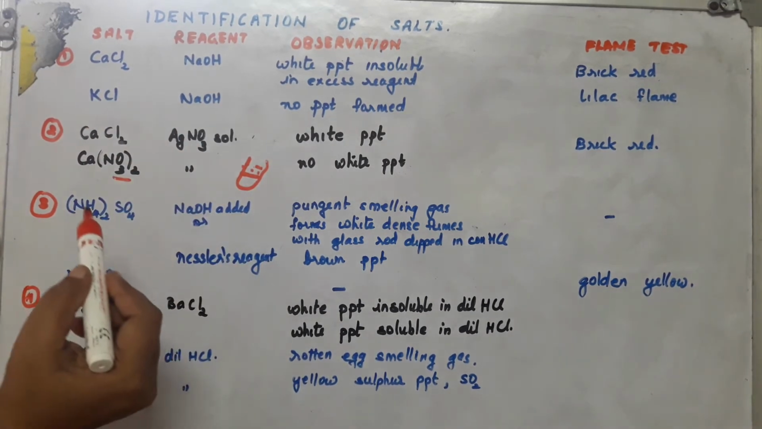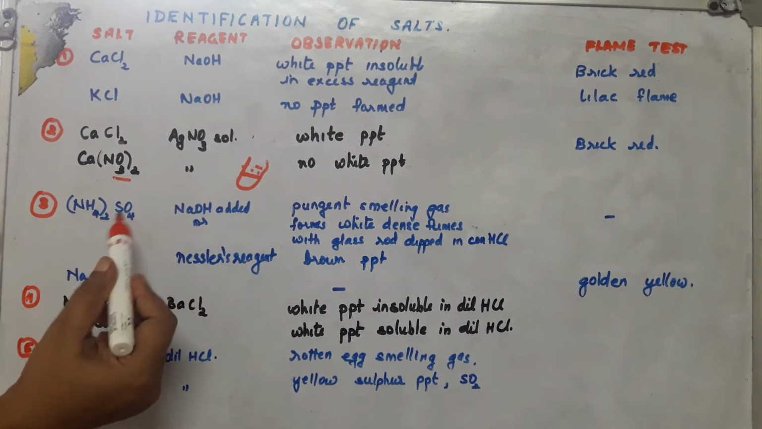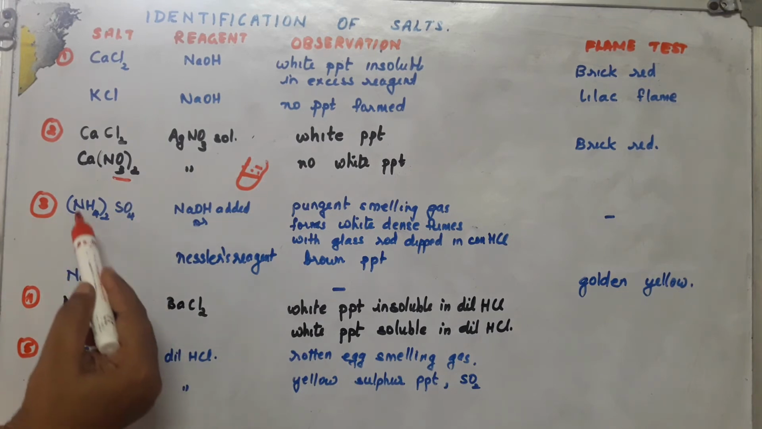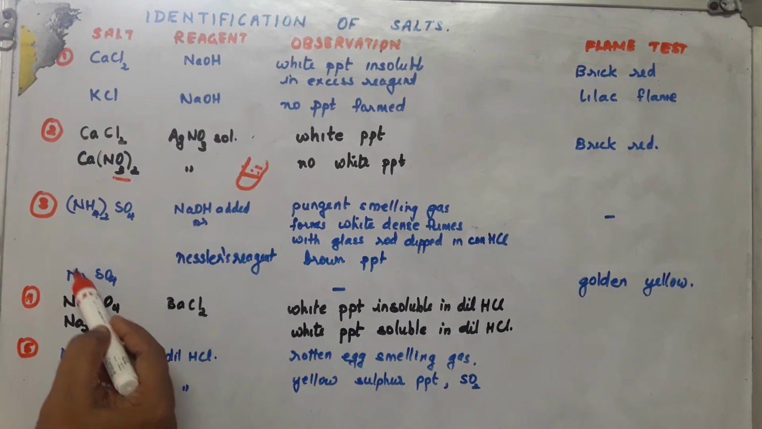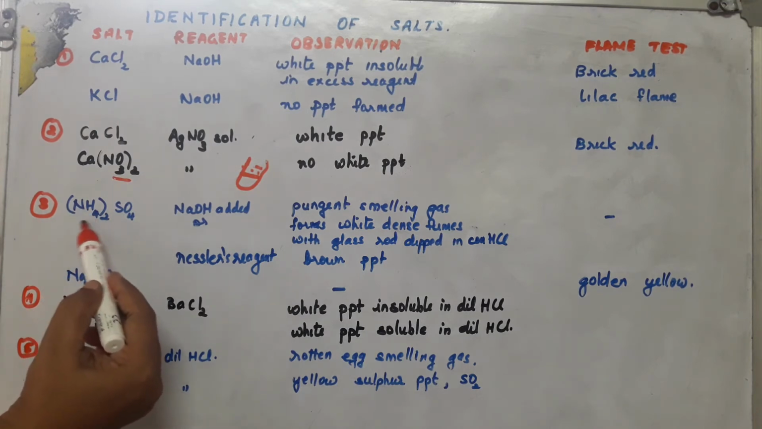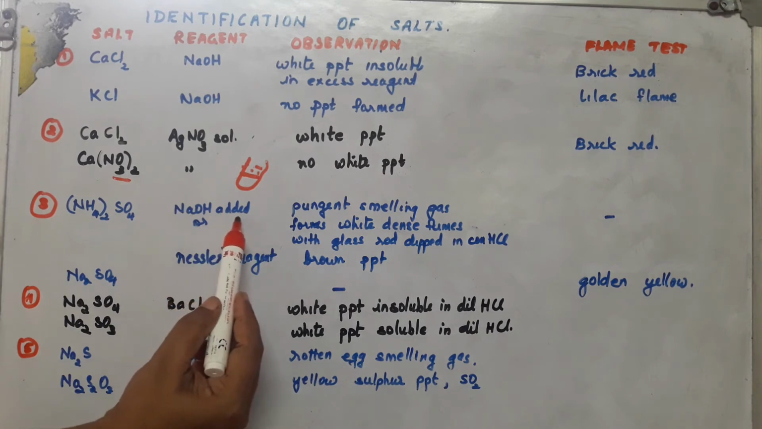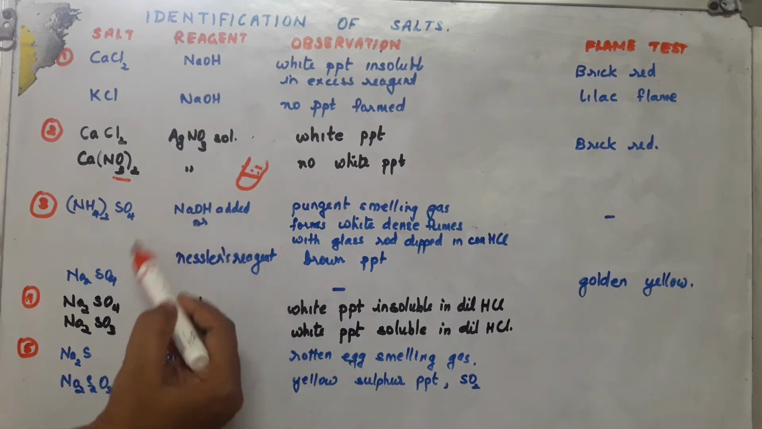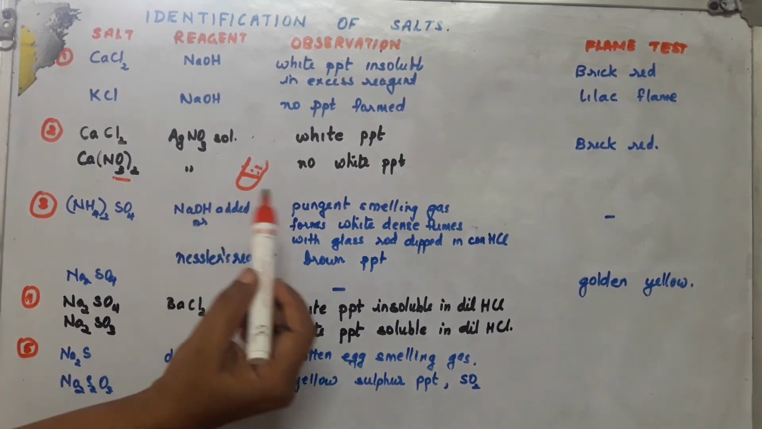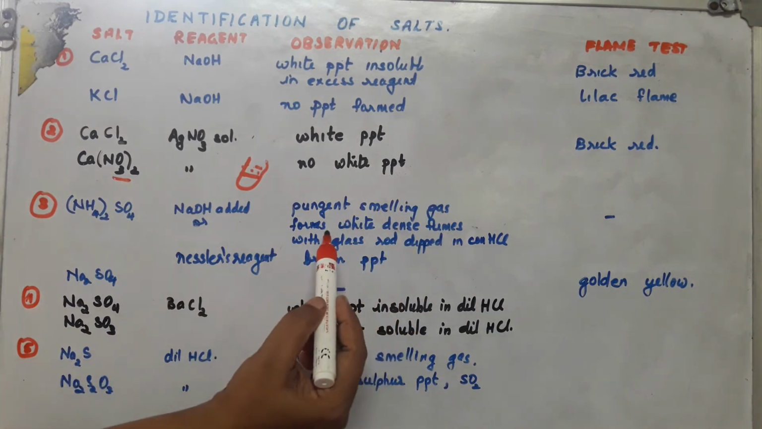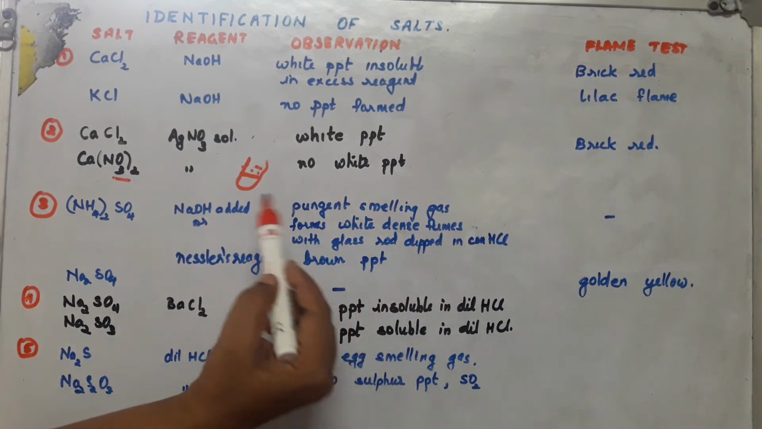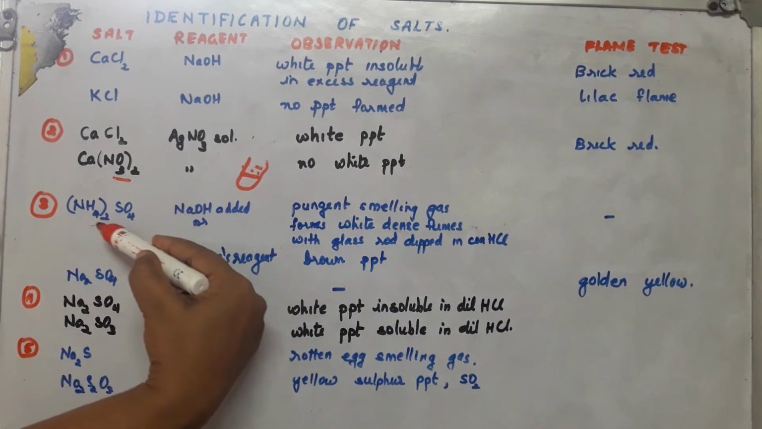Now I have taken the next pair, ammonium sulfate and sodium sulfate. Here you can see sulfate, the acid radical, is the same, but the basic radical is different. One is ammonium, another is sodium. A very good test for ammonium ion is adding sodium hydroxide solution or Nessler's reagent. Suppose you are adding sodium hydroxide solution to these two solutions, you will see that pungent smelling gas ammonia is evolved, which forms white dense fumes with a glass rod dipped in concentrated HCl.